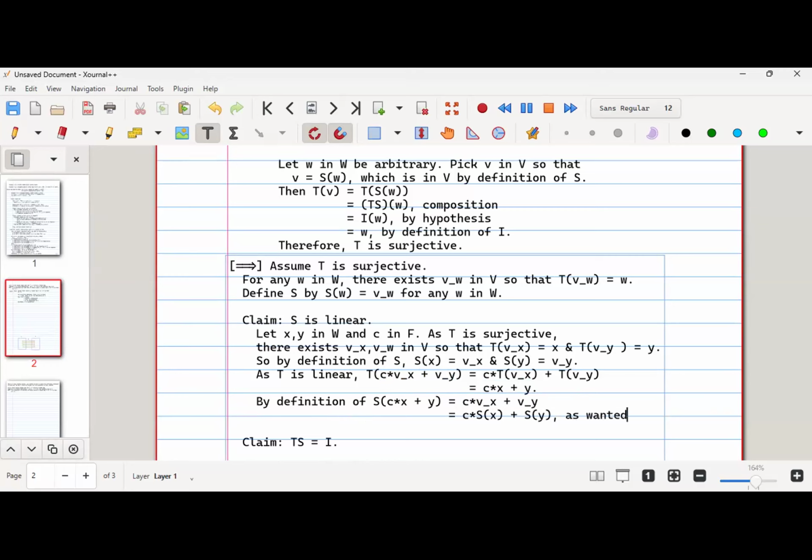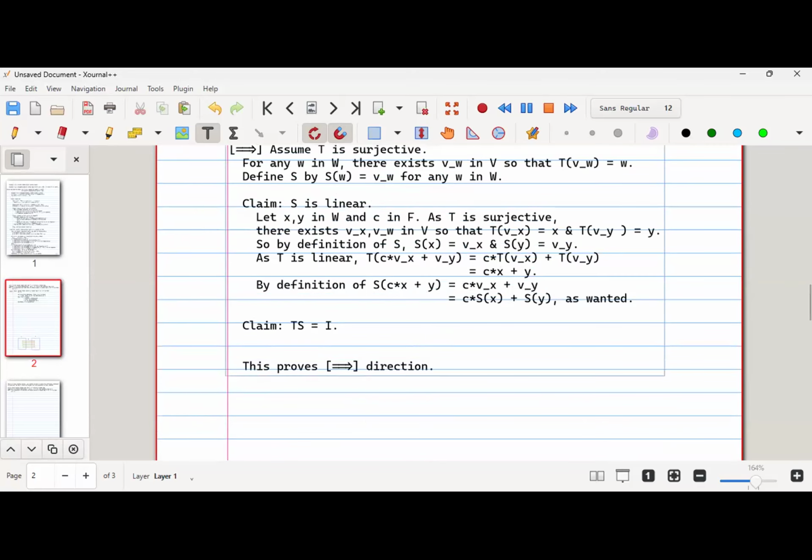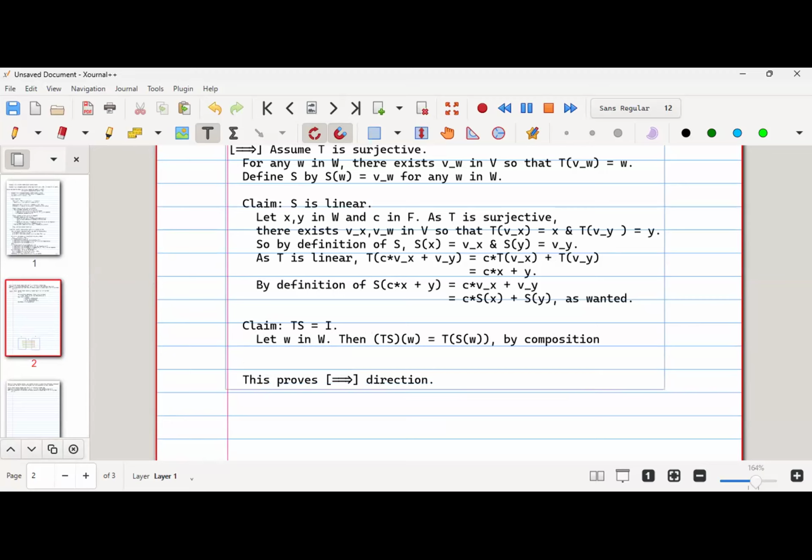All right, now again, this part should be much shorter. We can just prove that this is equal to the identity map by saying let W be in W, then TS mapped through W is equal to T of SW, composition of linear transformations. And then this is equal to T.